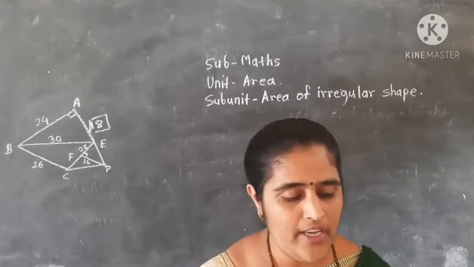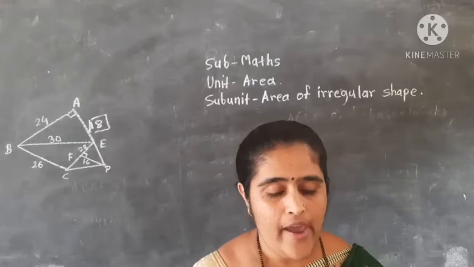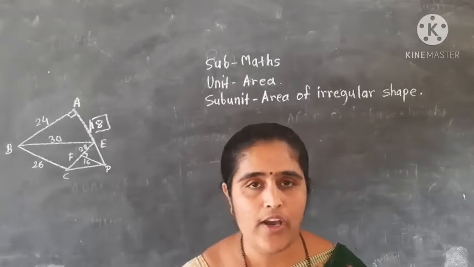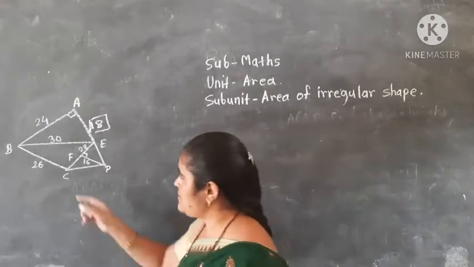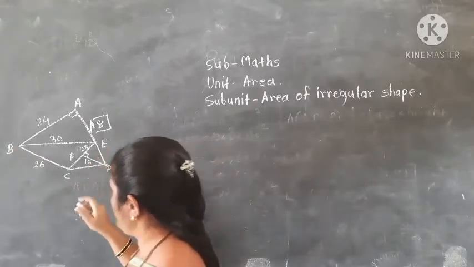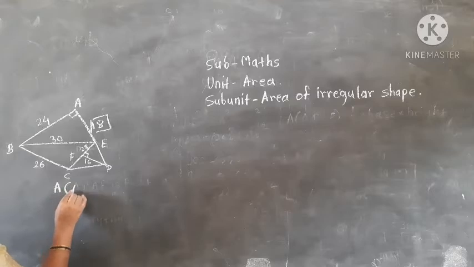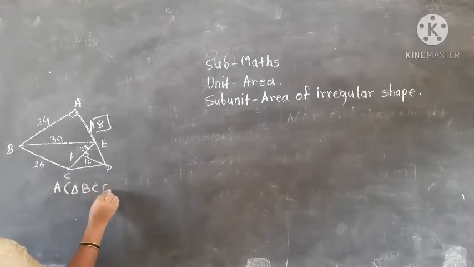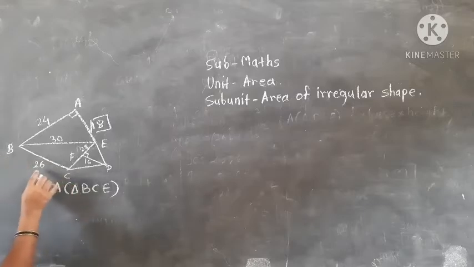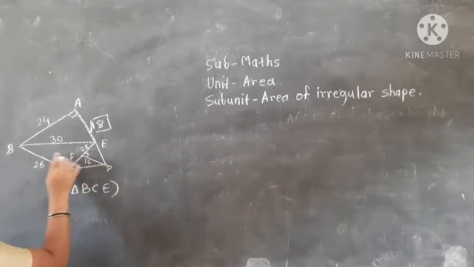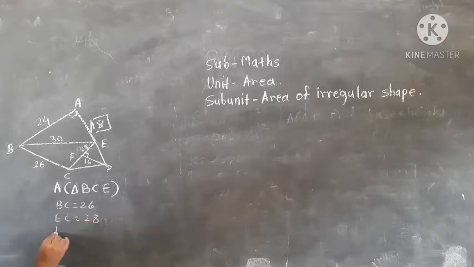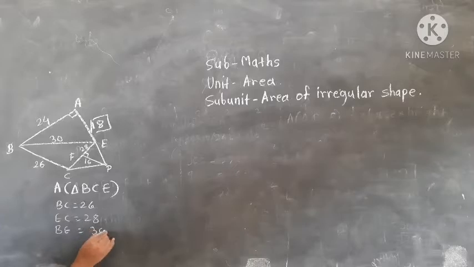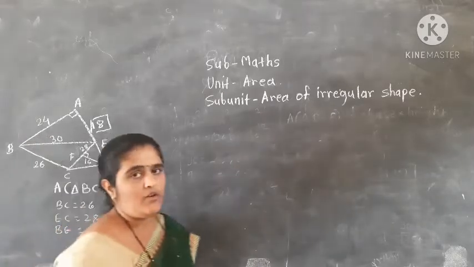Students, after calculating the area of triangle ABE, the answer is 216 square meter. After that, we have to calculate the area of triangle BCE. In that, the value of BC is 26, CE is 28 and BE is 30. BC is equal to 26 meter, EC is equal to 28 meter and BE is equal to 30 meter. All three sides measurement we have to know.